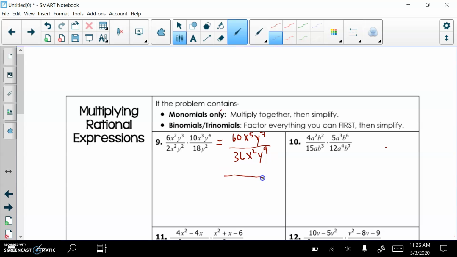So we can take stock of what we have. I just start with a fraction bar and start writing down what's left. 60 and 36, they're just numbers, so we treat them as numbers. Those are divisible by 12. 12 into 60 gives a 5, and 12 into 36 gives a 3. x to the fifth over x squared leaves me with x to the third in the numerator. y to the seventh over y to the fourth leaves me with y to the third in the numerator. That's it.